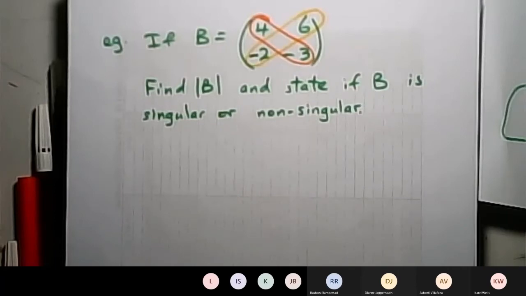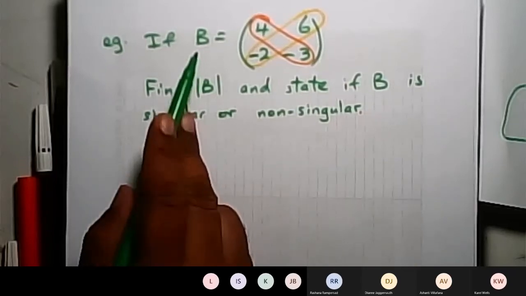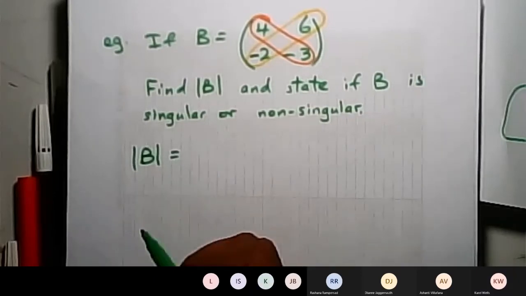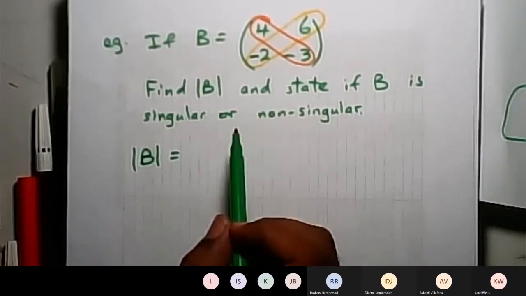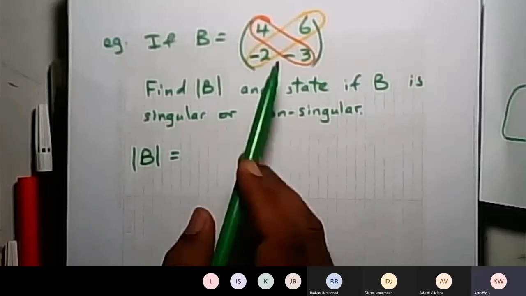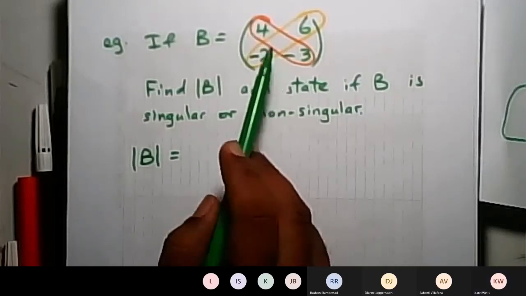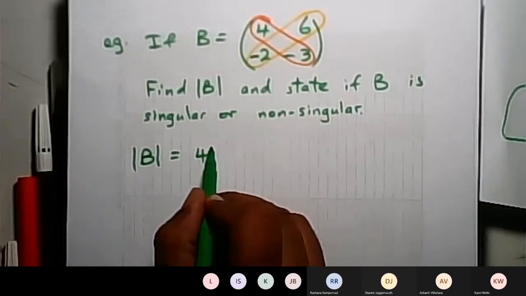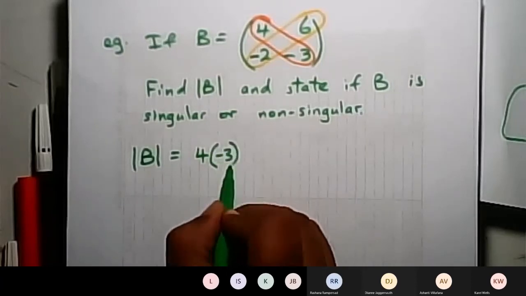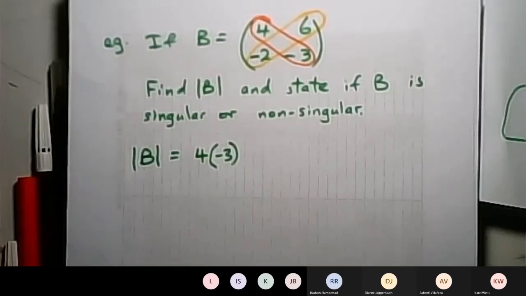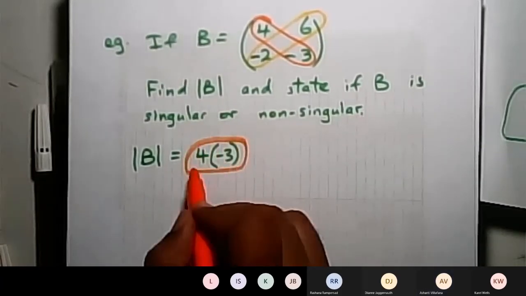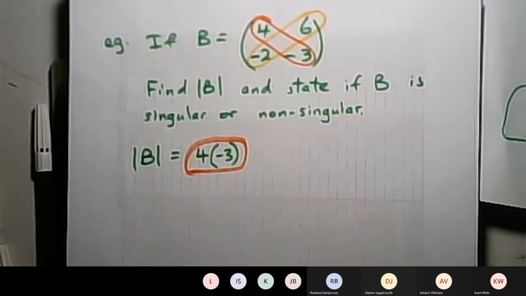All right, guys. Let me go through the answer now. We are given B, and so now we're gonna work out the determinant of B. The determinant of B is you're taking the first diagonal and multiplying those numbers. So it's gonna be a 4 multiplied by the -3. Are you all okay with me writing it like that? I like to write my multiplication with a bracket.